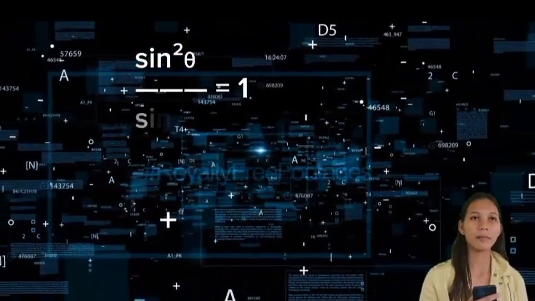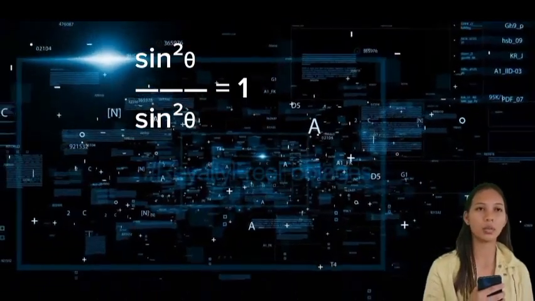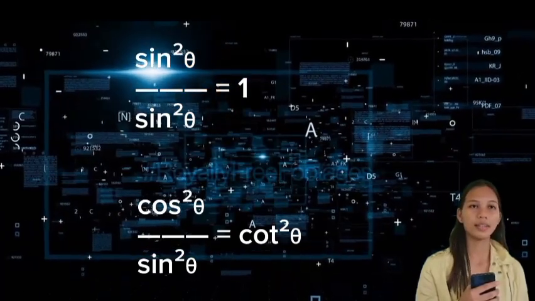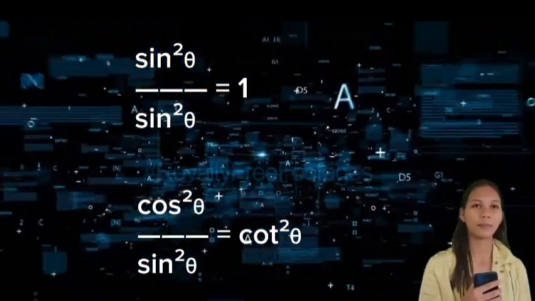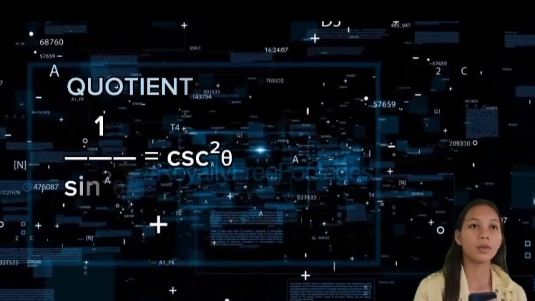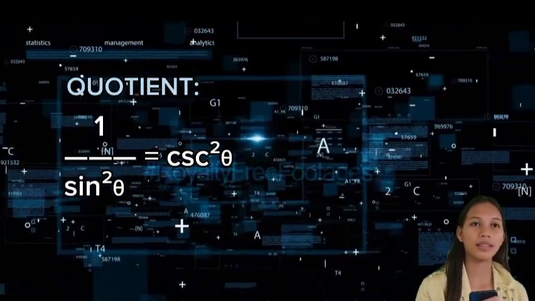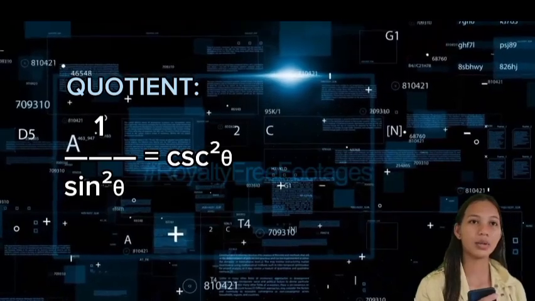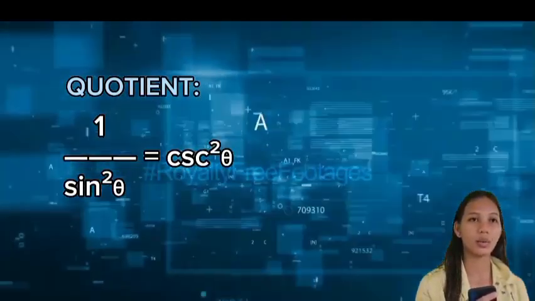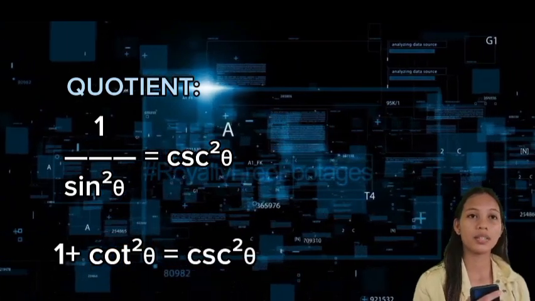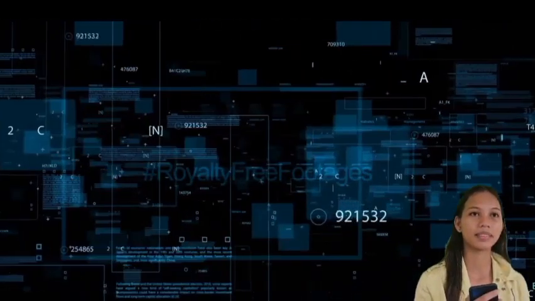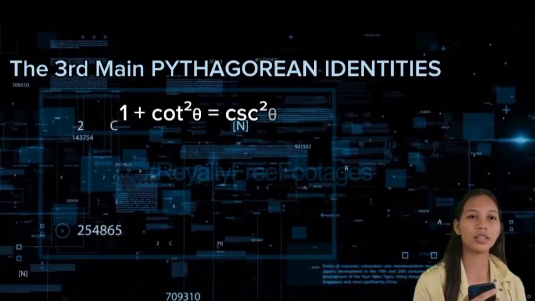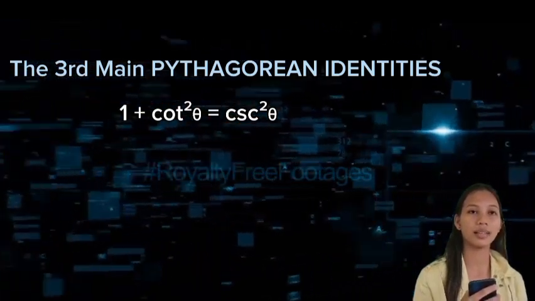Square root of sine theta divided by square root of sine theta is equal to 1. Square root of cosine theta divided by square root of sine theta is equal to square root of cotangent theta. In our quotient identities, 1 divided by square root of sine theta is equal to square root of cosecant theta. The answer will be 1 plus square root of cotangent theta is equal to square root of cosecant theta. The third main Pythagorean identities: 1 plus square root of cotangent theta is equal to square root of cosecant theta.